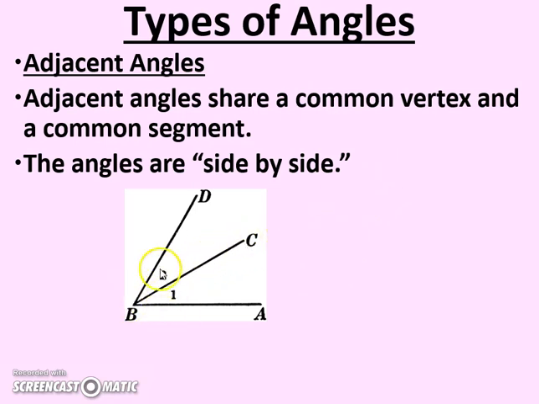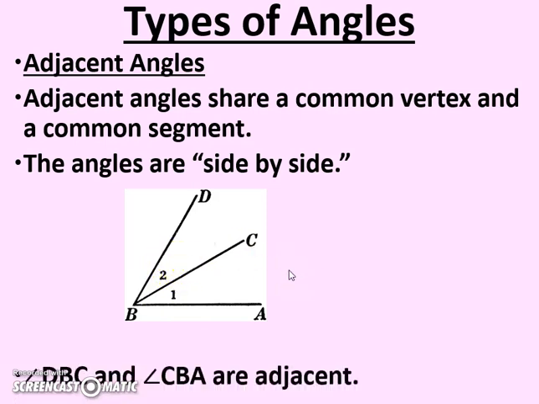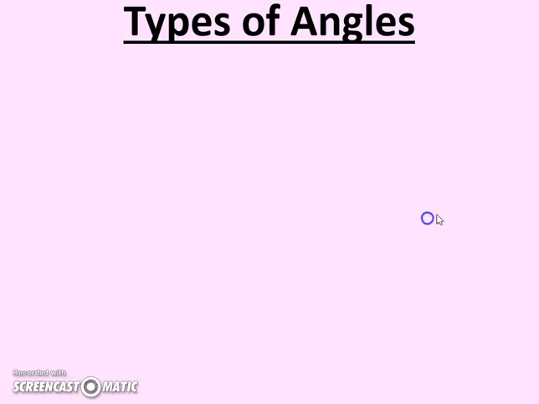Now, we could refer to angle 1 and angle 2 as being adjacent angles, or we could use their letters to name the angles. So angle DBC, referring to angle 2, and CBA are adjacent angles. Notice that two of the letters are the same. They both contain segment BC because that is the segment that they share.